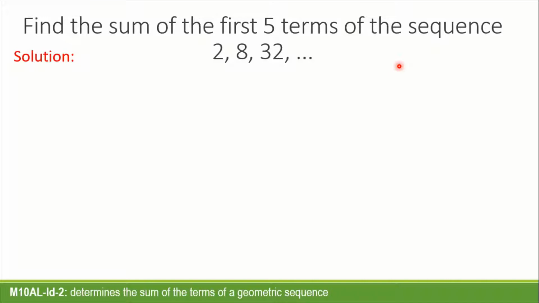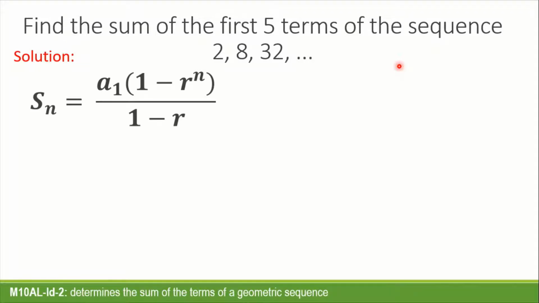So, of all the given formulas na naibigay kanina, we will use the first formula because ang r natin is not equal to 1. The common ratio is not equal to 1. In this case, ang common ratio natin ay 4 kasi 8 divided by 2 is equal to 4, o kaya 32 divided by 8 is equal to 4.